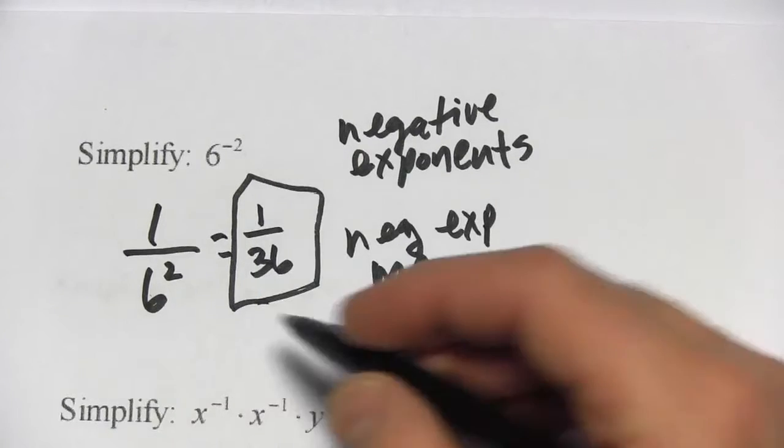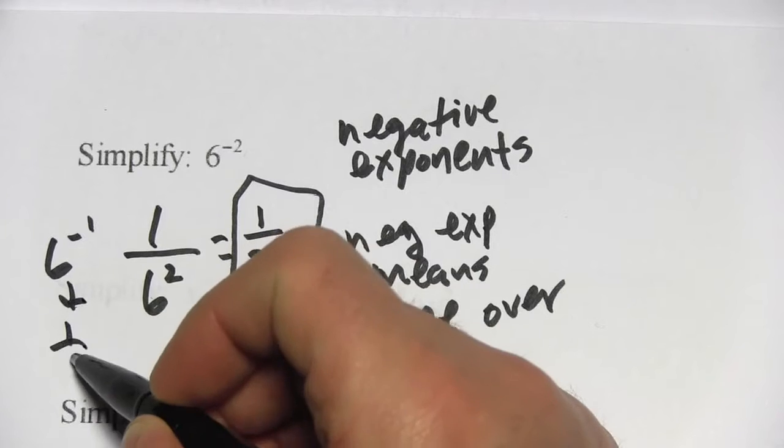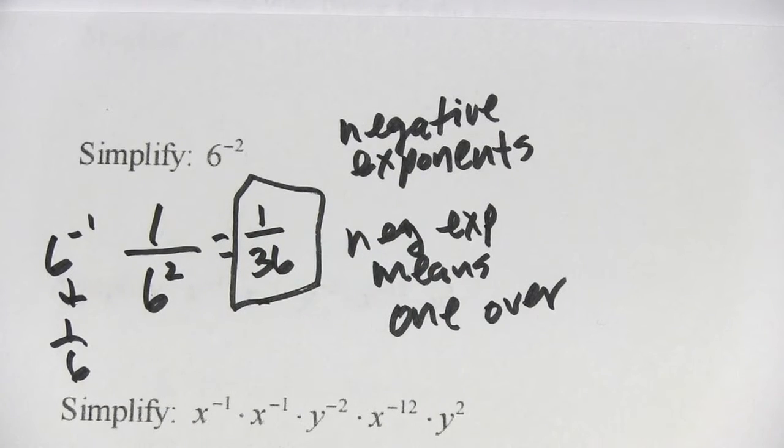If I had 6 to the negative 1, that would just be 1 over 6 to the first power. Well, then that's just 6. Let's try another one here.